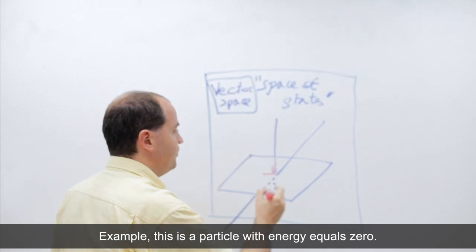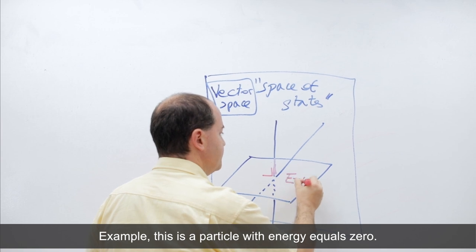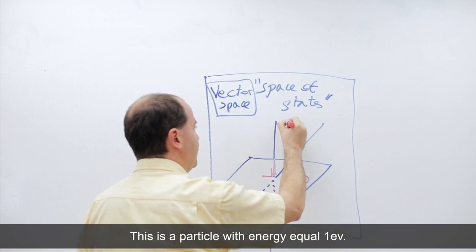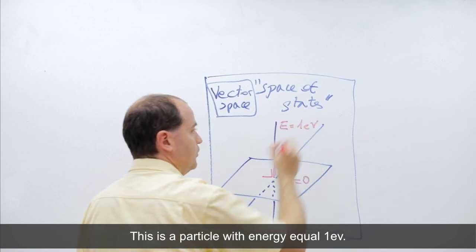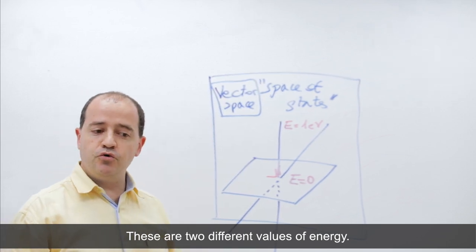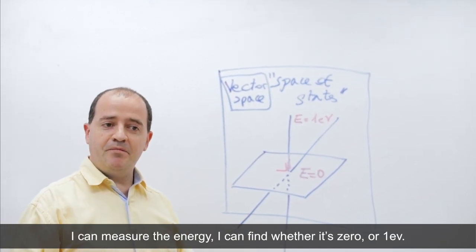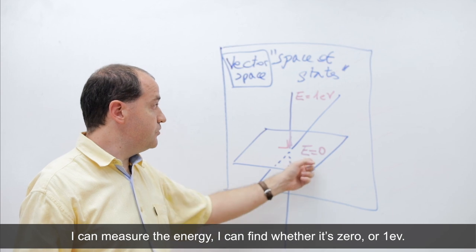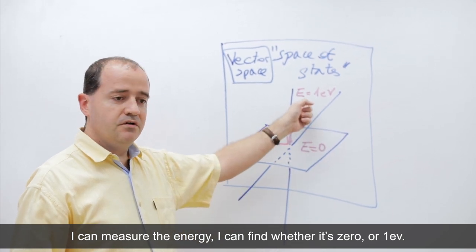Example, this is a particle with energy equal to zero. This is a particle with energy equal to 1 electron volt. These are two different values of energy. I can measure the energy, I can find whether it's 0 or 1 electron volt.